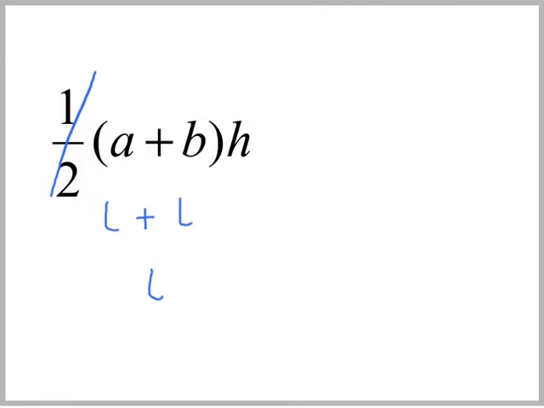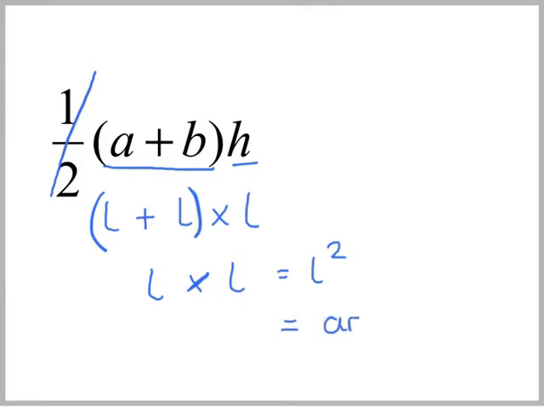And I've got to multiply that by h, which is another length. So this bit here is a length, and then I'm multiplying it by this length outside of the brackets. So I've got a length times a length, which is a length squared, which again, that must be an area, as we already knew at the start.